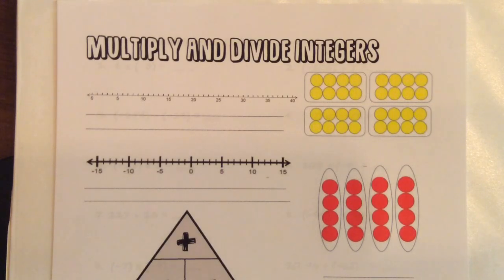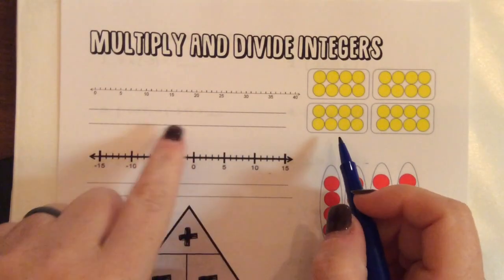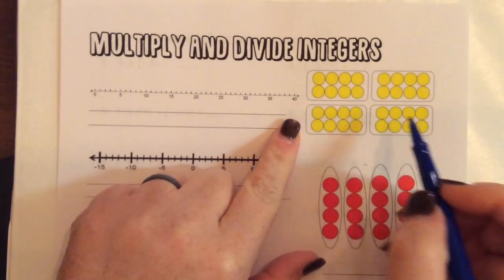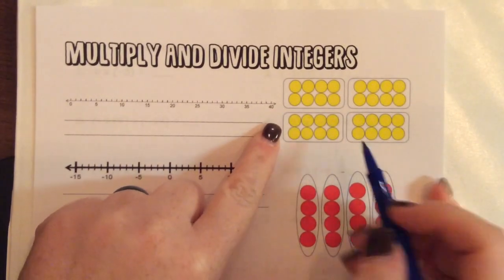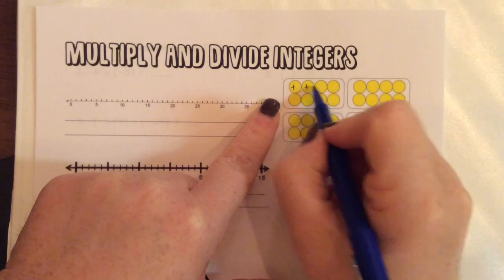Okay, I'm not sure exactly what page it is in your journal because mine are not printed with the page numbers here, okay? So first thing, if we talk about these yellow circles, that means these are the positive integers.